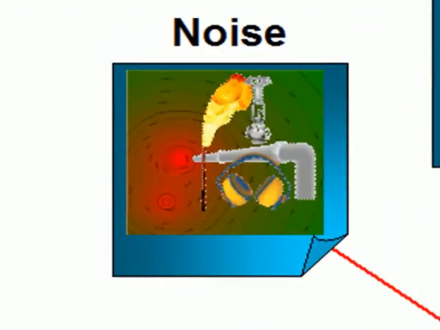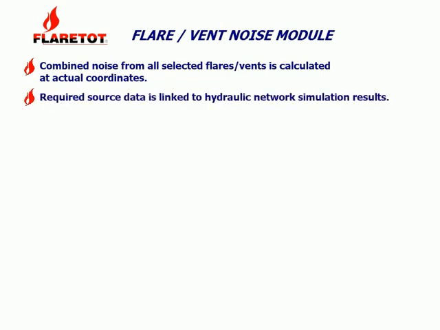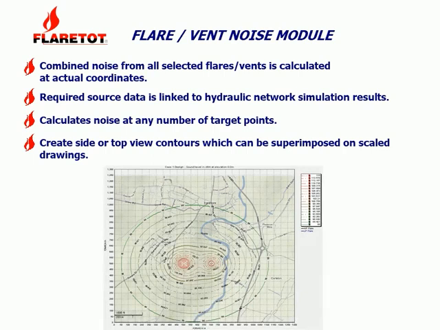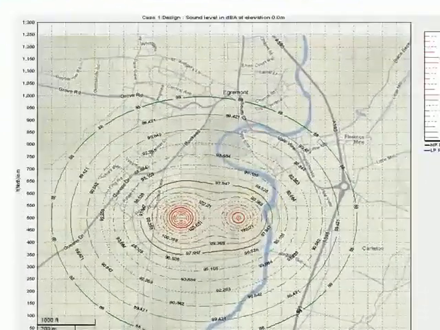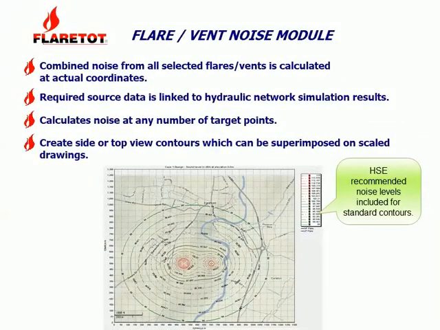Next, we present the vent and flare module. The flare and vent noise module calculates combined noise from all selected flares and vents. The data required for each noise source is derived from the flare network. You can calculate noise at any number of specified target points. In addition, you can create contours of noise levels, using both side and top views. These contour plots can be superimposed on scaled drawings, like equipment layouts or terrain maps. HSE recommended noise levels are also provided in the default standard contours.